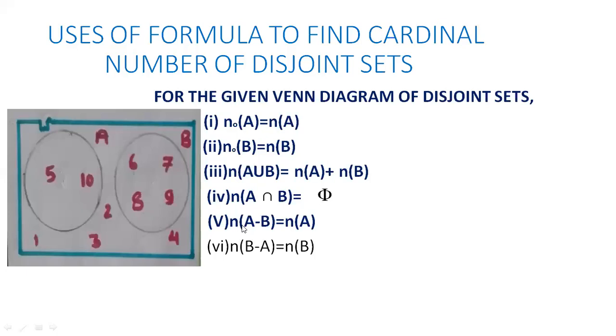And n(A minus B) means from A, B subtracted, that is also n(A). And n(B minus A) means also n(B). From B if you subtract A, B only is left. These are the formulas for two disjoint sets. When there are no common elements, we have to use these formulas. It will be useful for your exercise also.